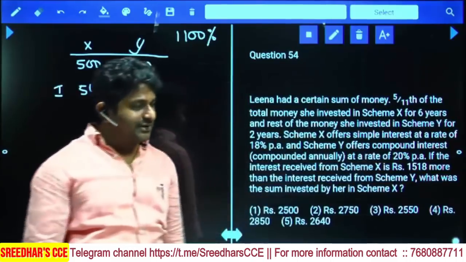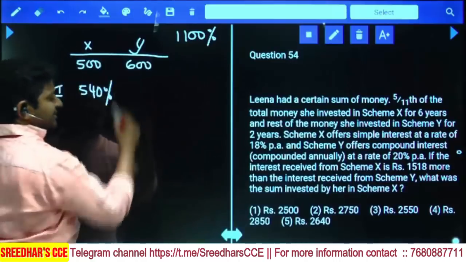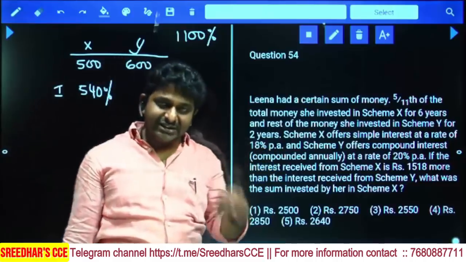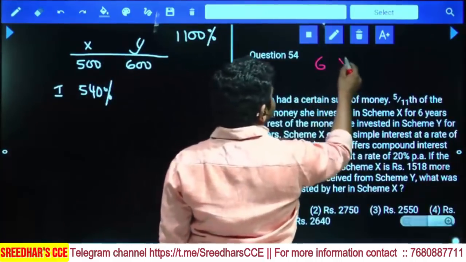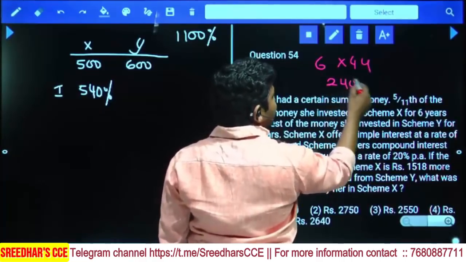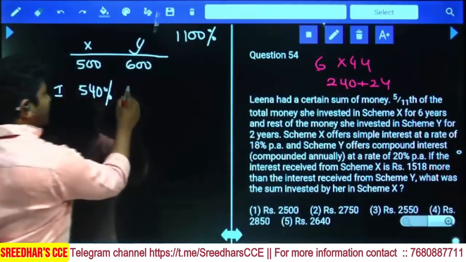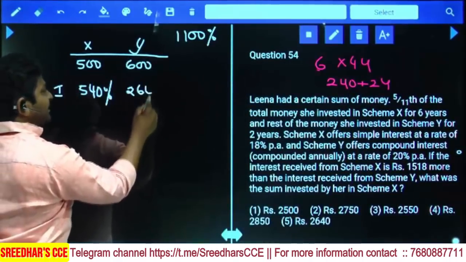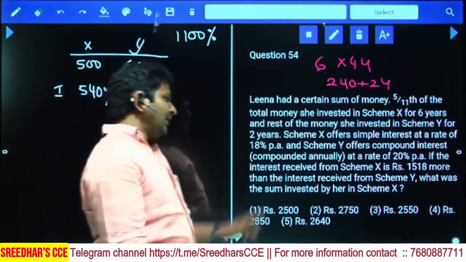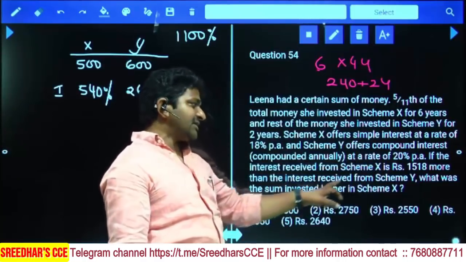Compound interest for 2 years at 20% per annum is 44%. 44% of 600 or 600% of 44. 600% means 6 times. 6 times 44 is easy to calculate: 6 times 40 is 240, 6 times 4 is 24, total it is equal to 264. So interest obtained from scheme Y is equal to 264%. Next, if the interest received from scheme X is 1518 more than the interest received from scheme Y.